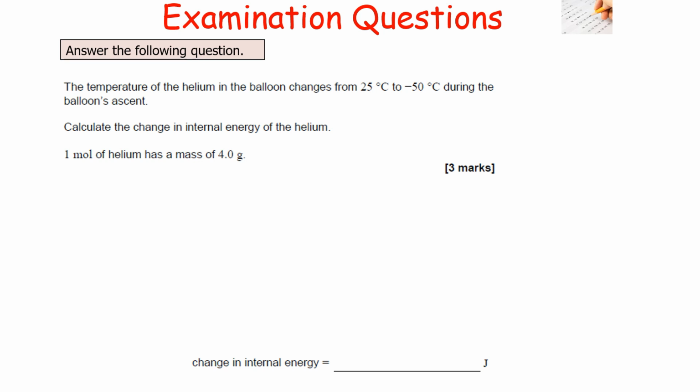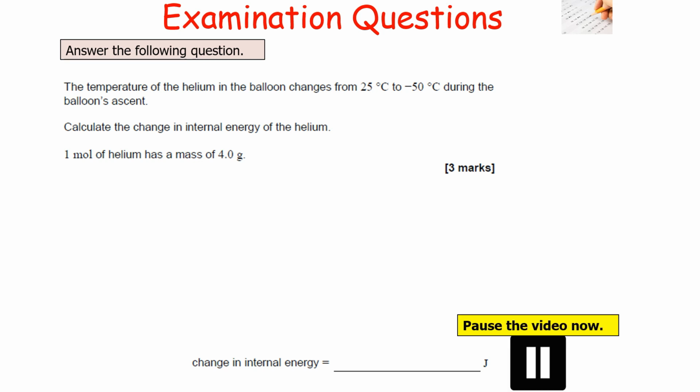The temperature of the helium in the balloon changes from 25 degrees to minus 50 degrees during the balloon's ascent. Calculate the change in internal energy of the helium. 1 mole of helium has a mass of 4 grams.